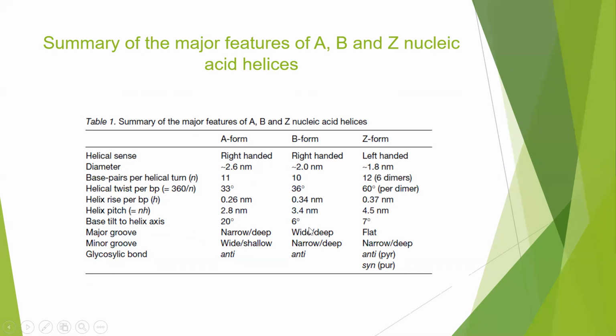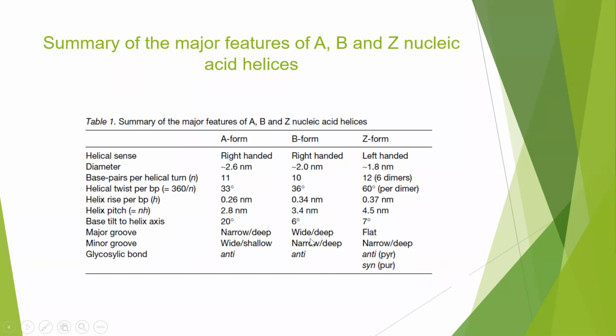Base tilt to the helix axis is only 6 degrees in B form, which is the most stable form. In A form, it is more. The tilt to the helix axis is 20 degrees. It is tilted more, as the base pairs lie off the helix axis, which is what we have discussed. This is because of the more compressed structure of A form DNA. But it is more or less the same in Z form, only a 7 degree tilt of the bases with respect to the helix axis.